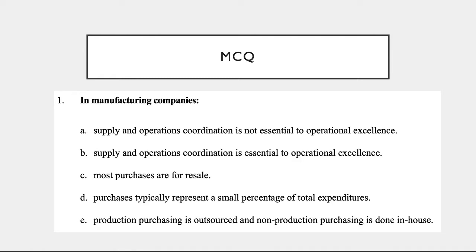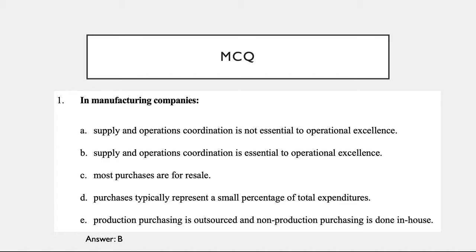So let's see the questions. The first question is, in manufacturing companies, A. Supply and operations coordination is not essential to operational excellence. B. Supply and operations coordination is essential to operational excellence. C. Most purchases are for resale. D. Purchases typically represent a small percentage of total expenditures. E. Production purchasing is outsourced and non-production purchasing is done in-house. Of course, here the answer is B.